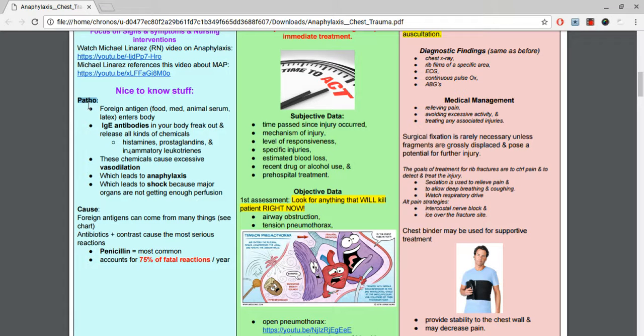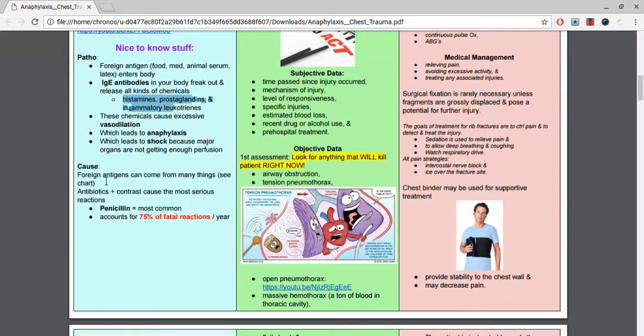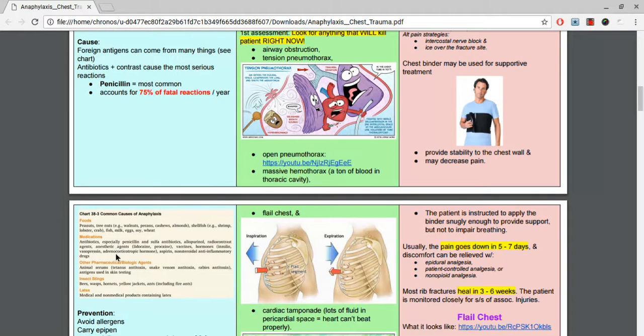The patho behind it is some foreign allergen or antigen comes into the body, like the food, the meds, the animal serums, the latex. Then your IgE antibodies freak out and release all these kinds of chemicals like these. And these chemicals cause an excessive vasodilation, and that leads to anaphylaxis, which leads to shock because major organs are not getting enough perfusion. It can be caused by foreign antigens, like I said before, which come in many forms, which I put a chart on right here from the book.